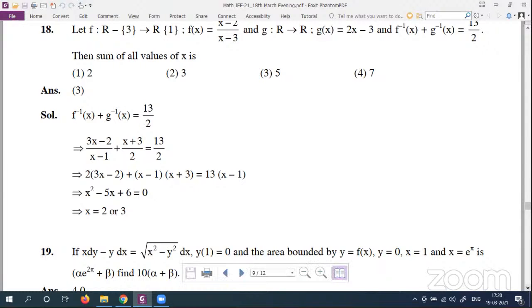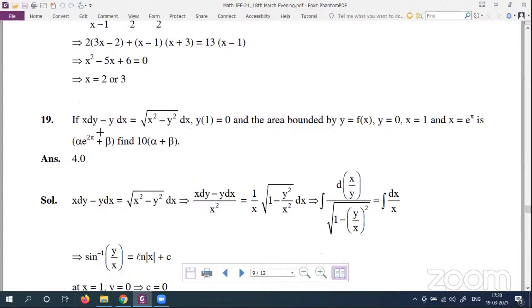Next, we have a differential equation. It's dy minus y dx is given by this, and the value of y at x equal to 1 is given as 0. We need to find the area bounded by this. Y is equal to 0 is nothing but the x-axis. The lines x equal to 1 and x equal to e power 5 are given, in terms of alpha and beta. We need to find the value of this.